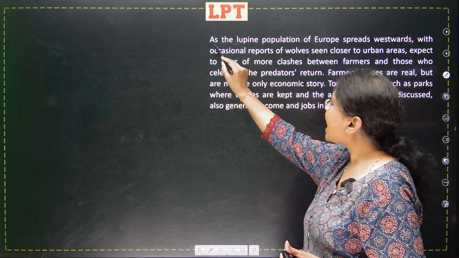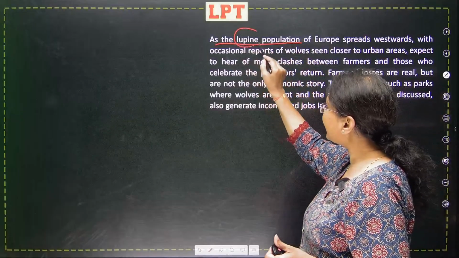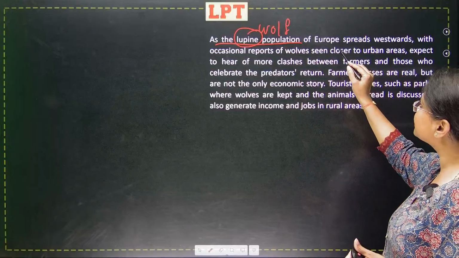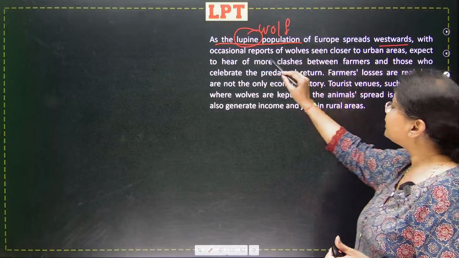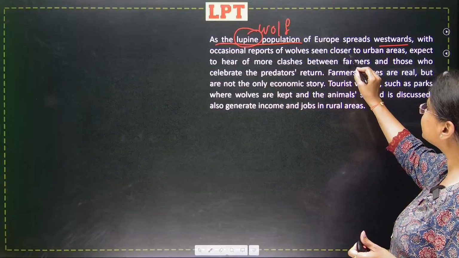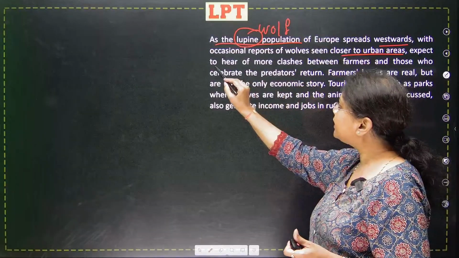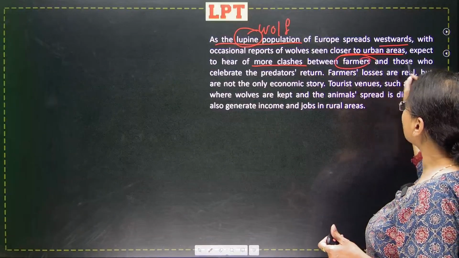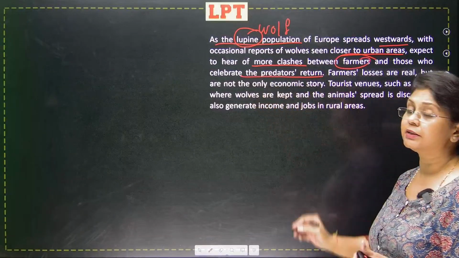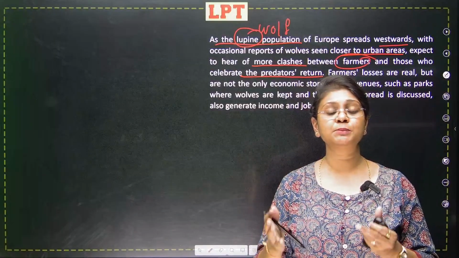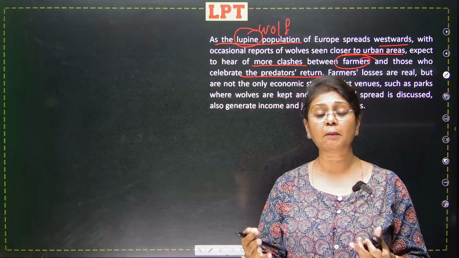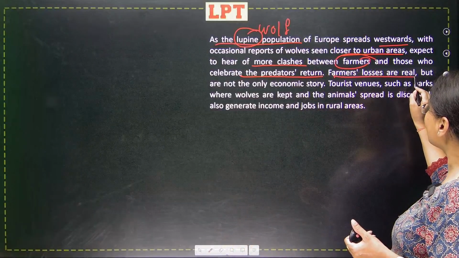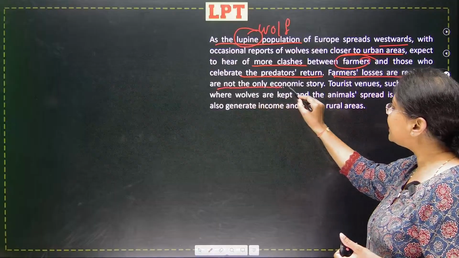It says, as the lupine population, so lupine refers to wolf, of Europe spreads westwards with occasional reports of wolves seen closer to urban areas, expect to hear of more clashes between farmers and those who celebrate the predator's return. So there is a clash of interest between the farmers and people who are happy that the wolves are returning to the forest. Farmers' losses are real but are not the only economic story.